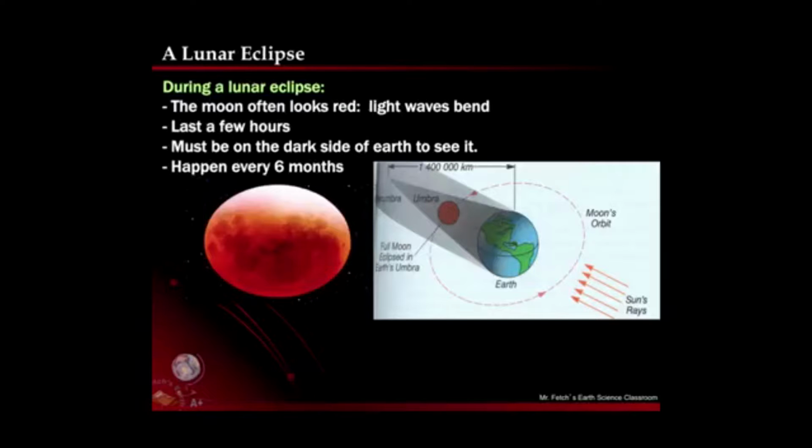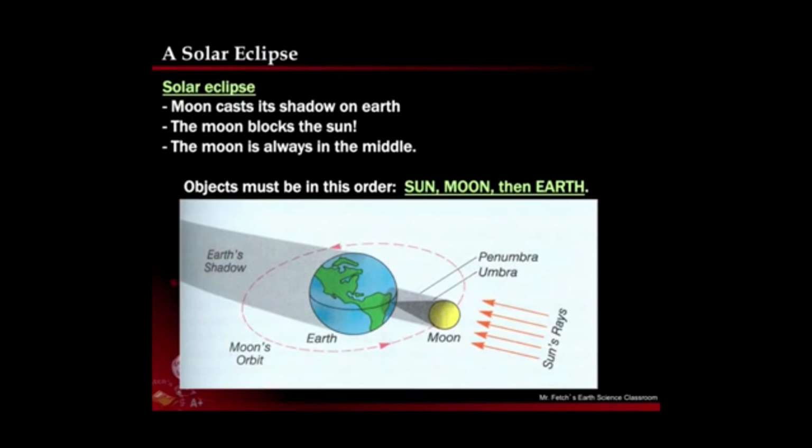We can see them relatively frequently, and if you go online, you can find any calculator to find out when the next lunar eclipse is here in the northern hemisphere. Alright, the second type of eclipse is a solar eclipse, and this is when the moon casts its shadow on Earth.